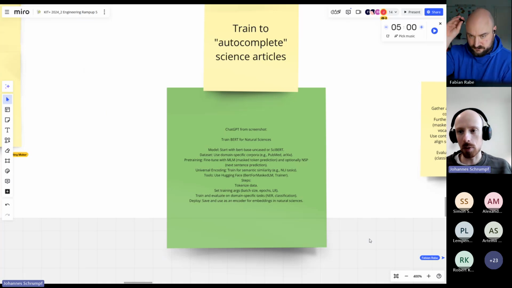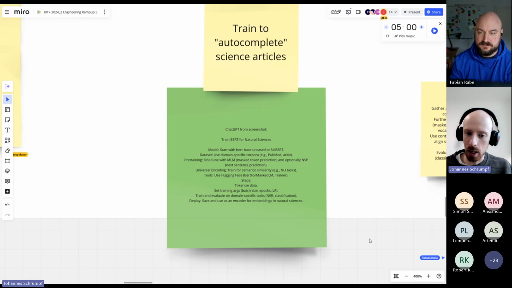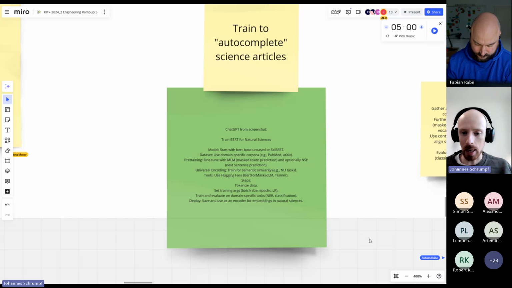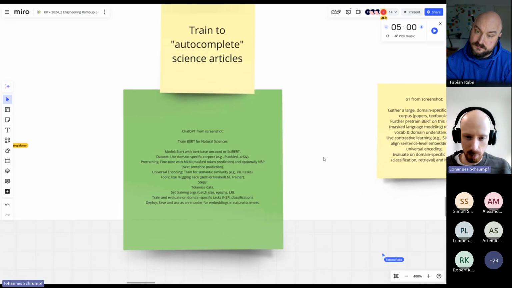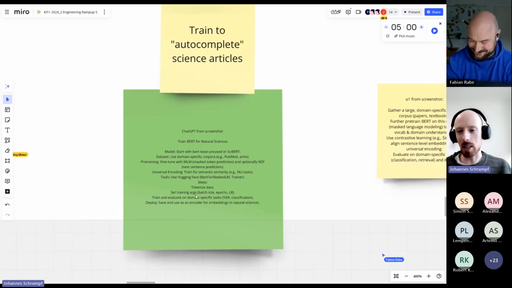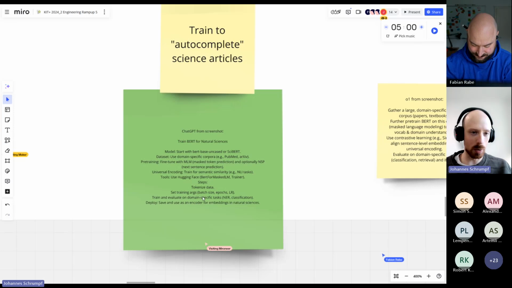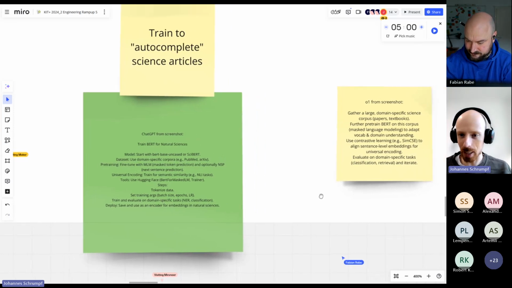And for us to achieve the universal encoding, we are supposed to train the network on a semantic similarity task, an NLI task. I'm not sure what NLI is here. Maybe ChatGPT can elaborate on this. And then it just gives us a recipe for what we are supposed to do, like tokenize the data and set up training arguments and things like that.